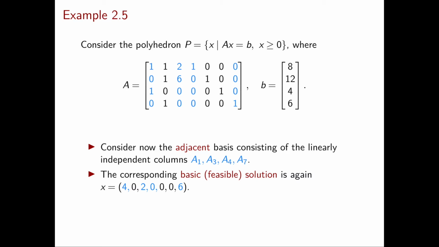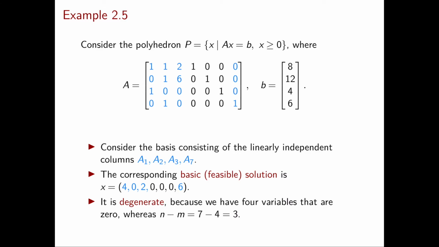In this example, we have not only seen an example of a basic solution that is degenerate, but we have also observed an interesting phenomenon. Namely, this degenerate basic feasible solution can be obtained from 2 different bases. Actually, it was really easy to obtain this example, so let's go back one slide.